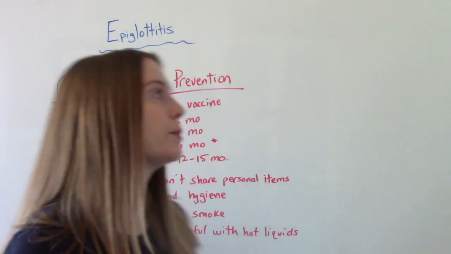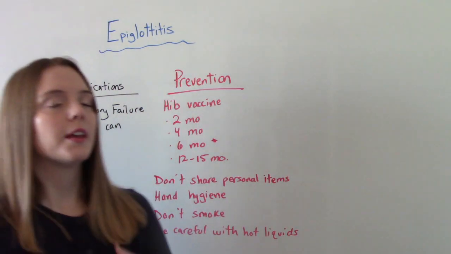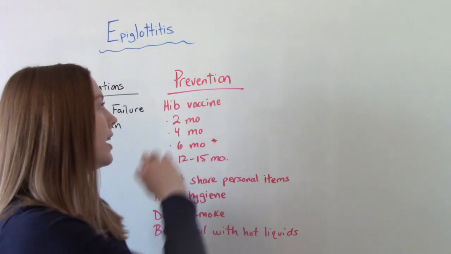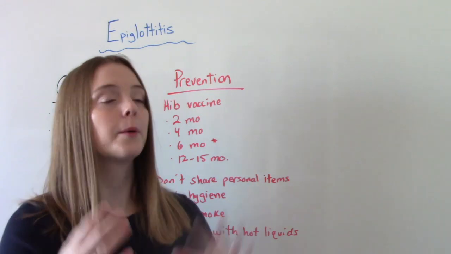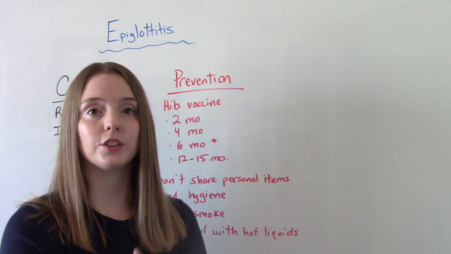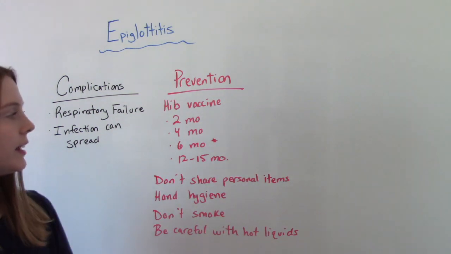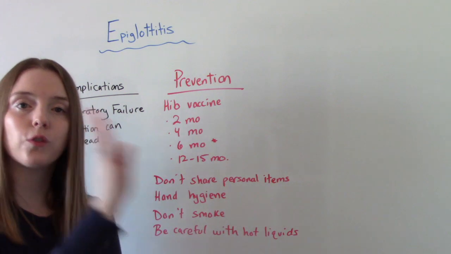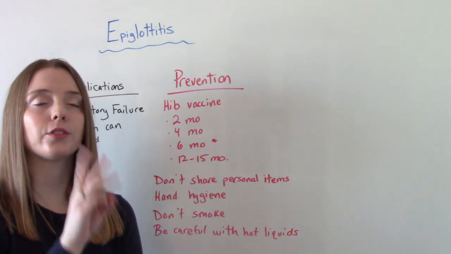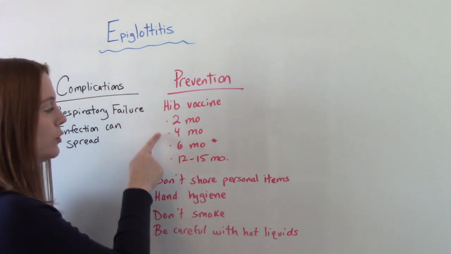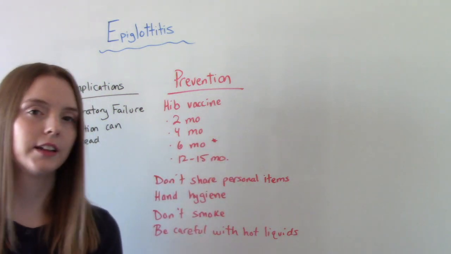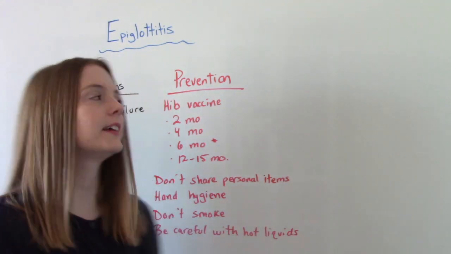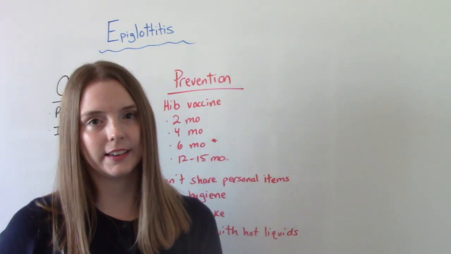So how can this be prevented? In most cases, this used to happen very frequently because it was caused by the influenza B infection. But now there is a vaccine given during childhood. It can be given at 2, 4, 6, and 12 months. That's the 4-dose cycle. There is another 3-dose cycle where it's just 2, 4, and 12, and the 6 is omitted. So that's going to be specific to your pediatrician. But the best way to prevent it is to make sure your little one gets vaccinated.